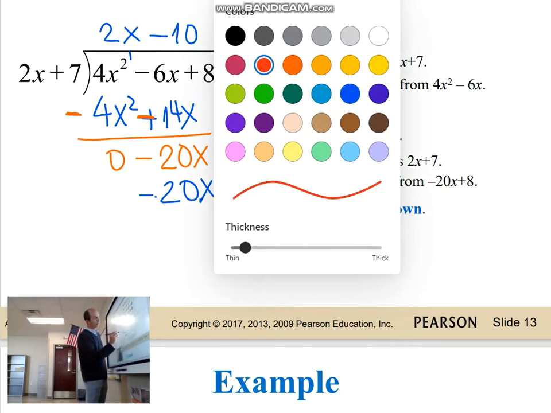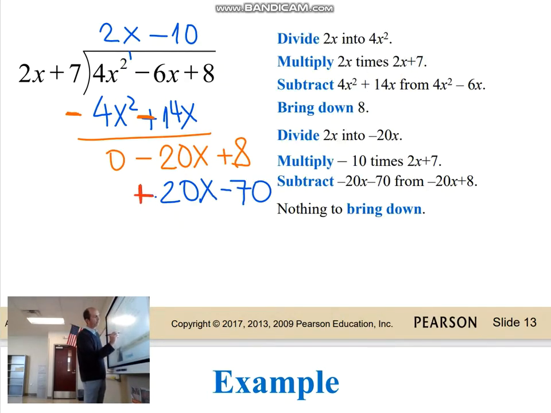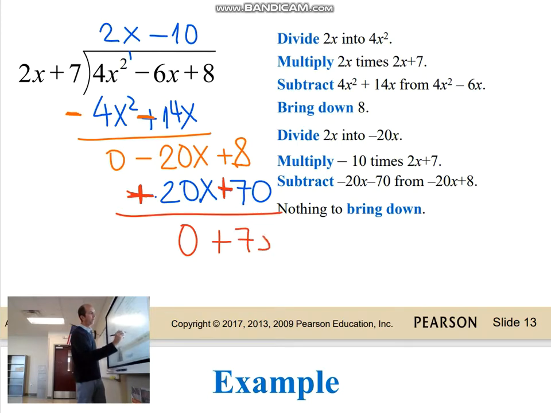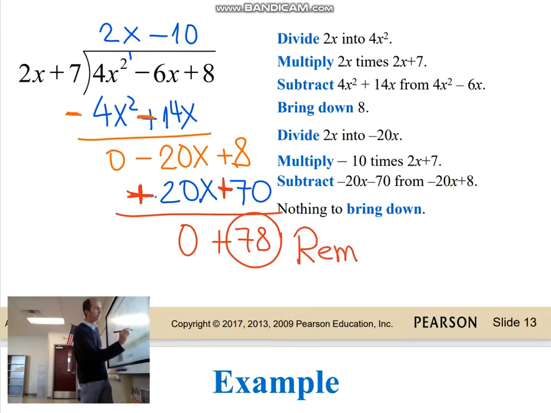If this is a negative, it becomes a positive. This is a negative, it becomes also a positive, because we are subtracting. Because this first is going to be 0, and the second one, positive 8 plus 70, positive 78. Well, positive 78 is going to be the remainder. There's nothing else to bring down. That's the remainder.